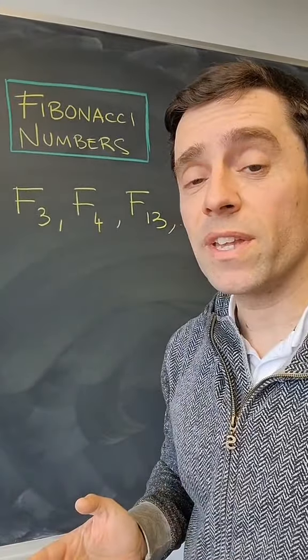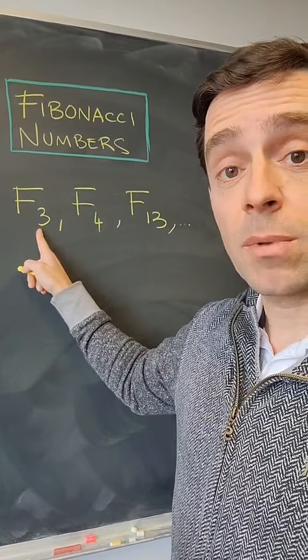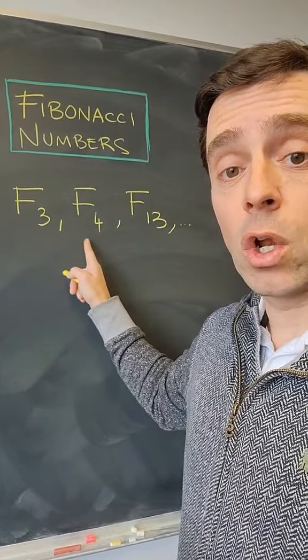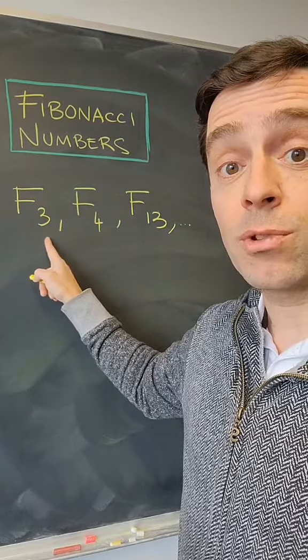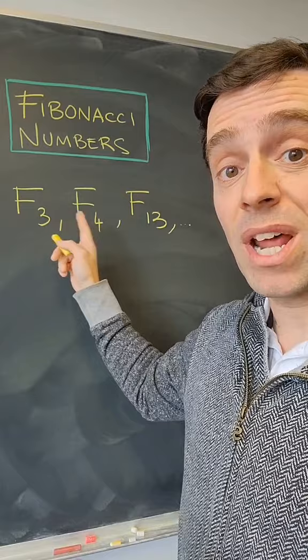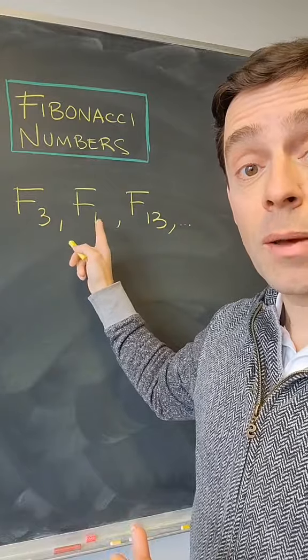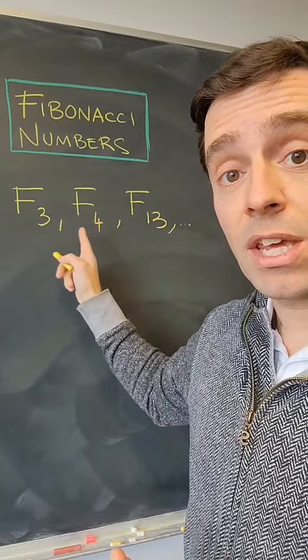Now, to prove that there are infinitely many primes using Fibonacci numbers, what we can do is start with a Fibonacci number like f3, and then look for an index that is relatively prime to 3. f4 and f3 have to be relatively prime Fibonacci numbers. Therefore, the primes that divide here do not appear here, so there are new primes appearing here.